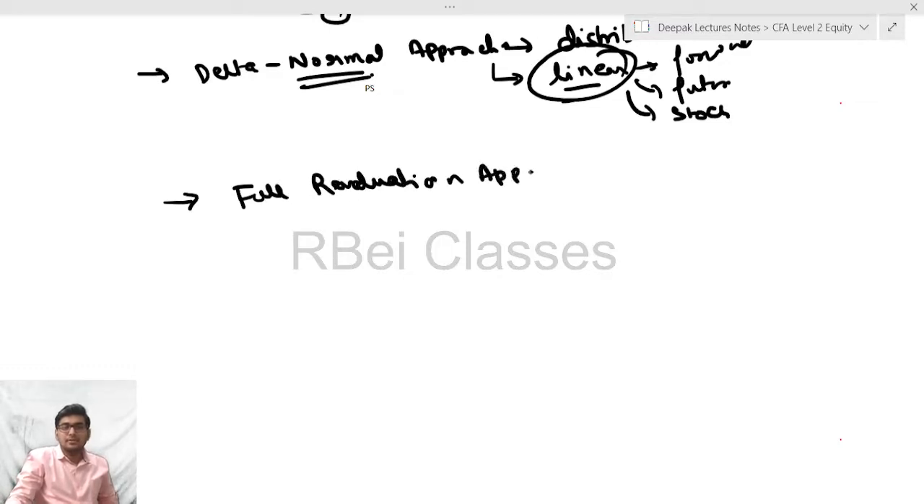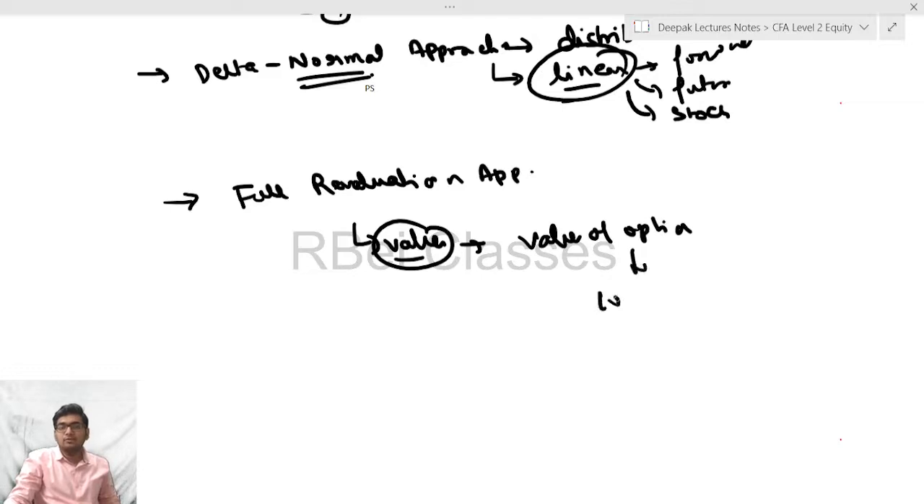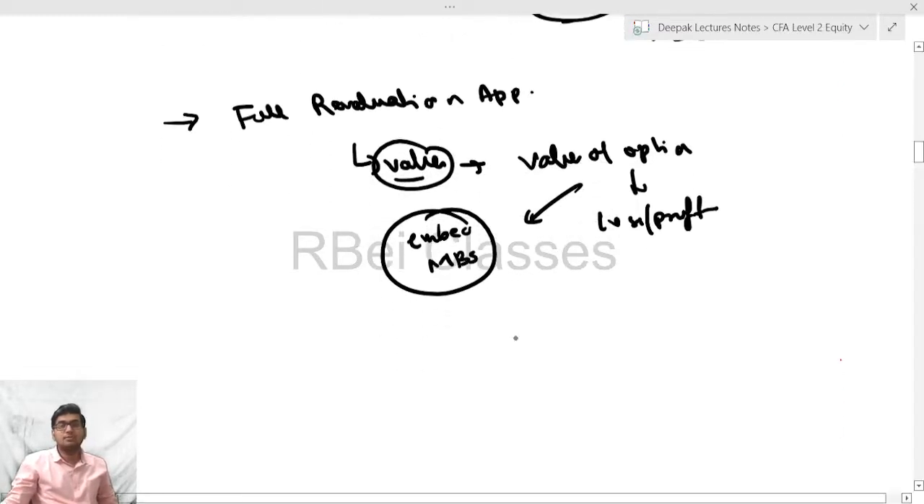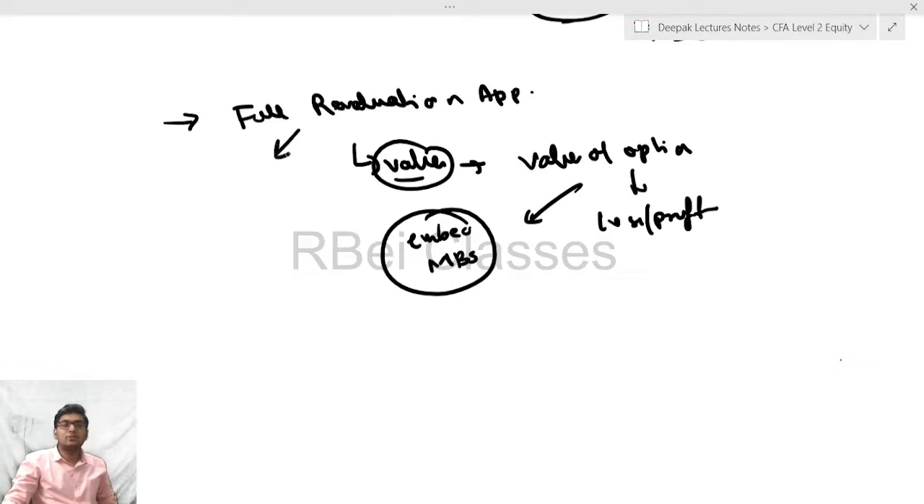In this, first of all, we value the underlying in the worst case scenario, and then based on that valuation of the underlying, we find out the value of the options, and then what the loss or profit will be in that situation. Clear? This is highly used for embedded option securities or mortgage backed securities. But there is one problem with this approach. It is highly computational.